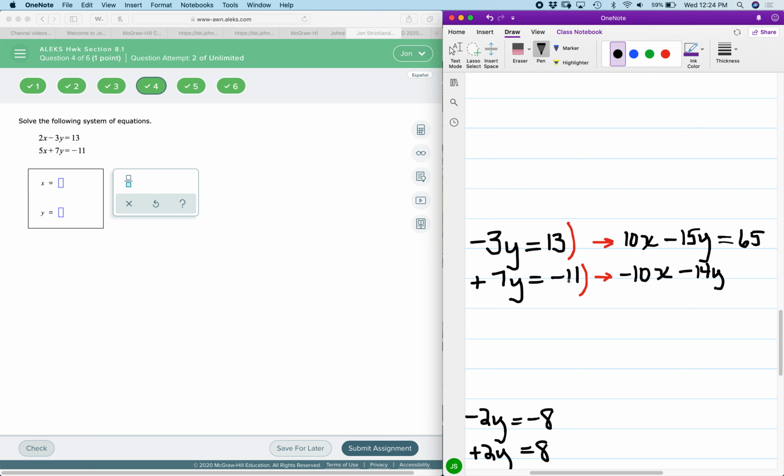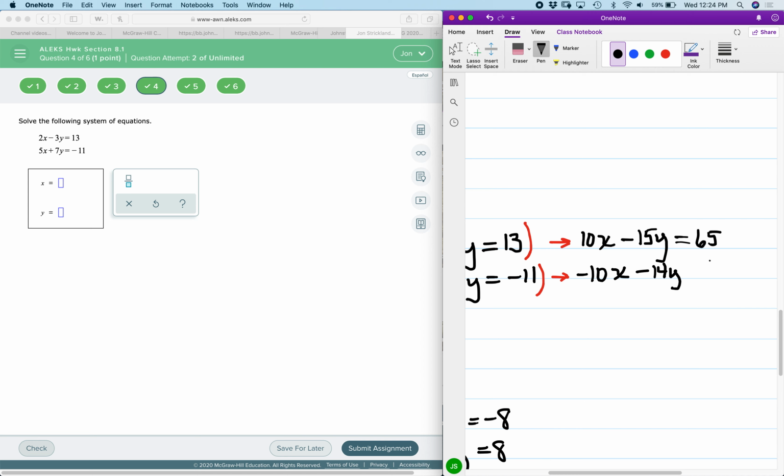And negative 11 times negative 2 is going to be a positive 22. And if we look at adding the equations together, the x terms will go out. Negative 15y plus negative 14y will be a negative 29y. 65 plus 22 is going to be 87. And now negative 29 will go into 87 negative 3 times. So we have that y is equal to negative 3.